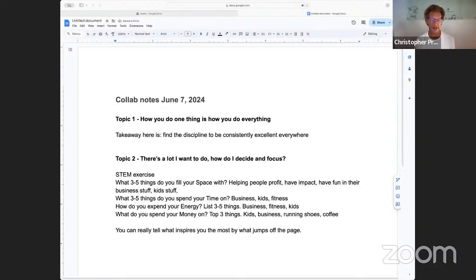That's really what it means. How do I fill my space with stuff that helps me help people make money, have impact, and have fun? When I write business, that's what it is. So what inspires me the absolute most? It's that, it's the kids, and it's fitness. Coffee is just a part of my life. It's the only thing with flavor that I have for 23 hours every day.